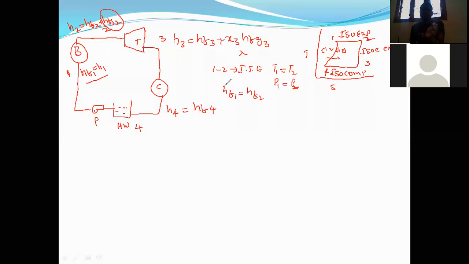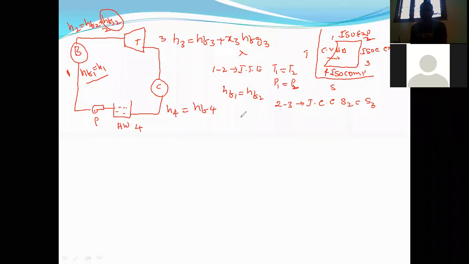This is about process 1 to 2. Now come to process 2 to 3. What is process 2 to 3? It is isentropic expansion. Here we have to take one more thing: S2 is equal to S3. Entropy will be constant, so we write S2 is equal to S3. This is about 2 to 3.